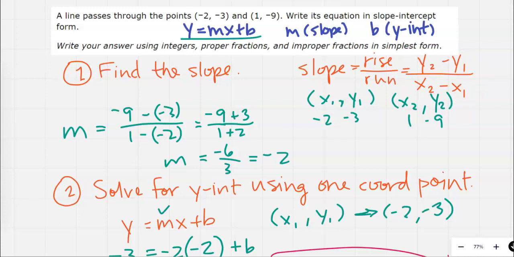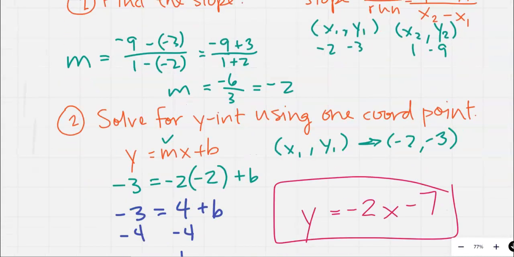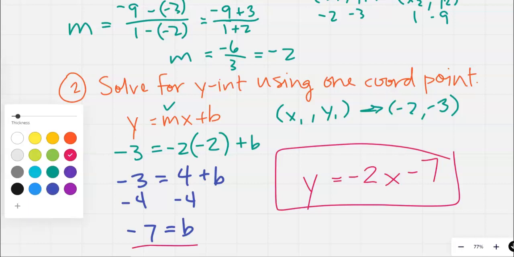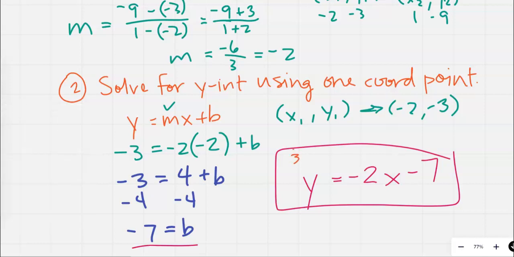Okay, and so we basically have 2 steps in this. We find the slope, we solve for the y-intercept, aka b, and then once we're done, we just plug it all in. So I'm going to put this as our third and final step. Just plug it in and turn it on. Okay, so there is that.